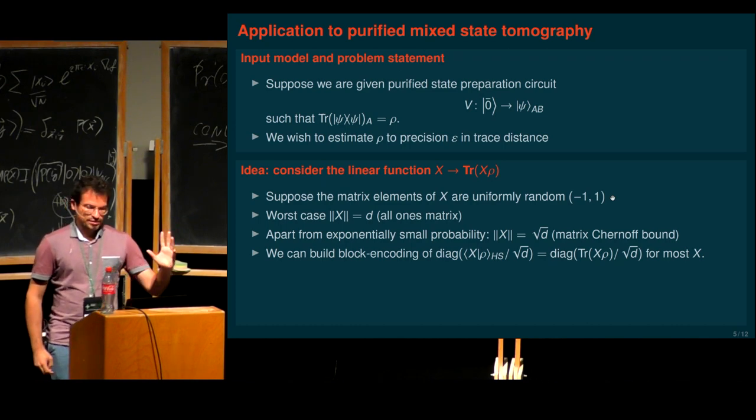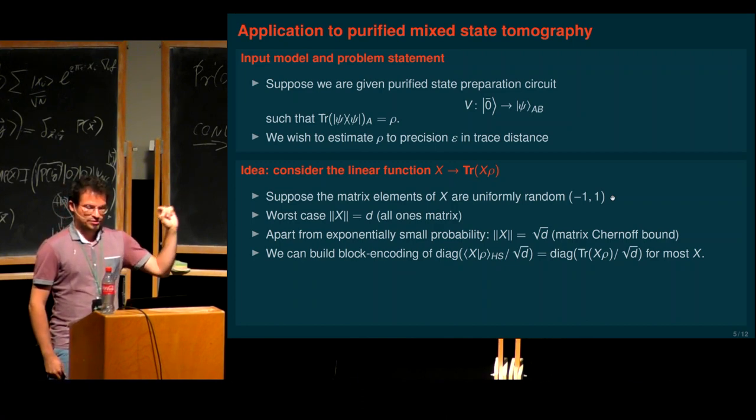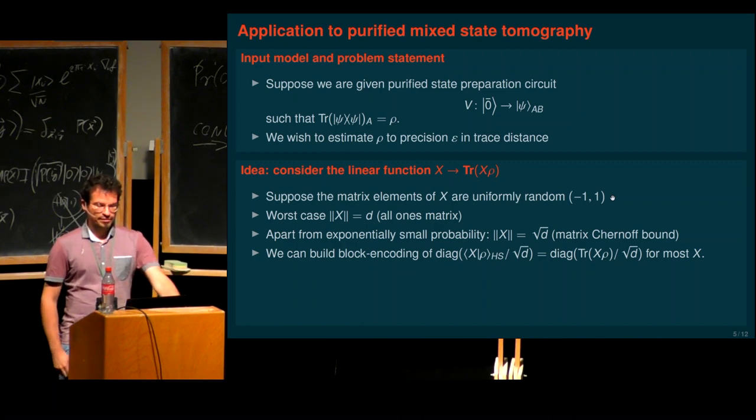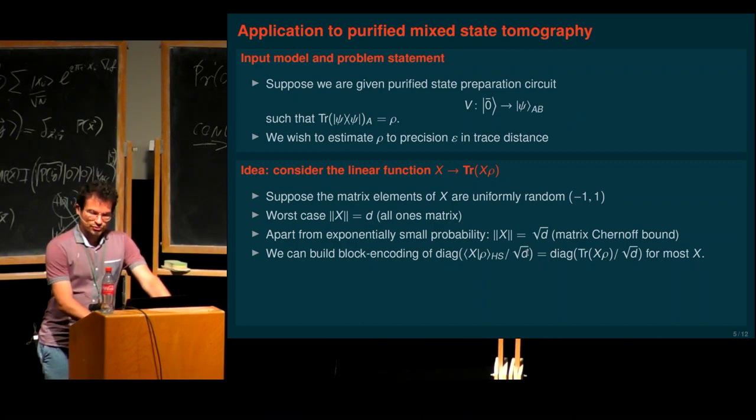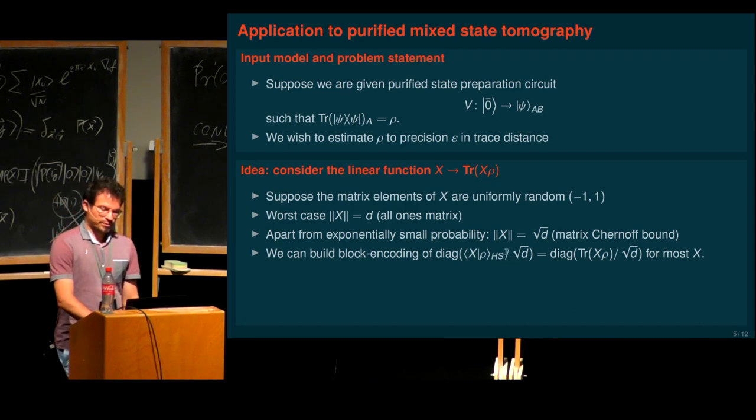And the generalization of this idea of how I could build a diagonal matrix with diagonal entries, which were this P of x before, I can do here as well. But because of this normalization issue, I can build a block encoding of a diagonal matrix, which is this trace X rho divided by square root d. This trace X rho is the same as the Hilbert-Schmidt inner product of X and rho. If you know this stuff, fine; if you don't, just stick to the trace of X rho. I just put this Hilbert-Schmidt form here for exact analogy with the previous case. So the only difference from the probability case is that because of this normalization, I cannot directly build a diagonal matrix of this linear function, but only divided by square root d. But I can do that.